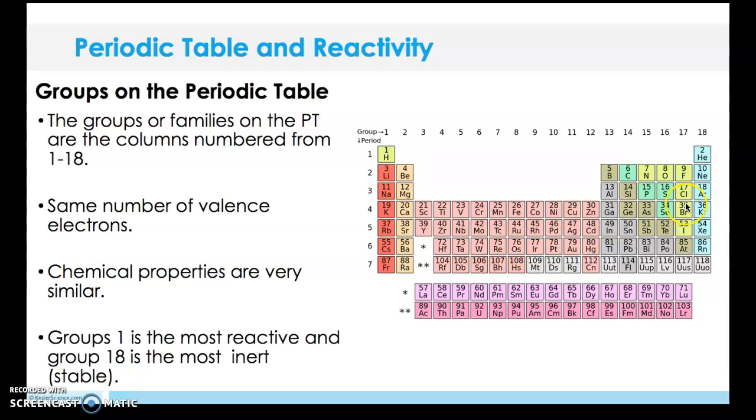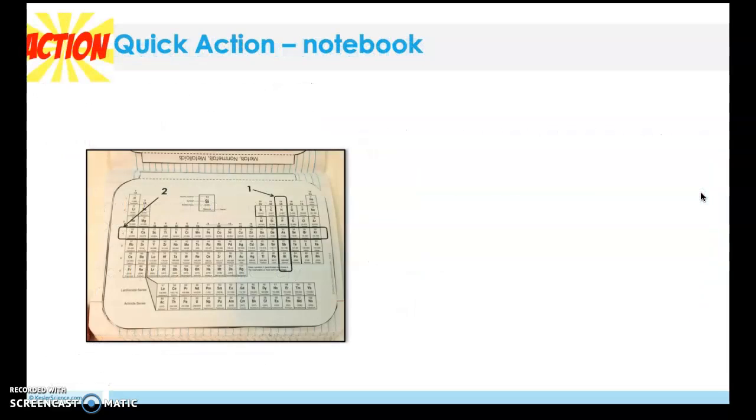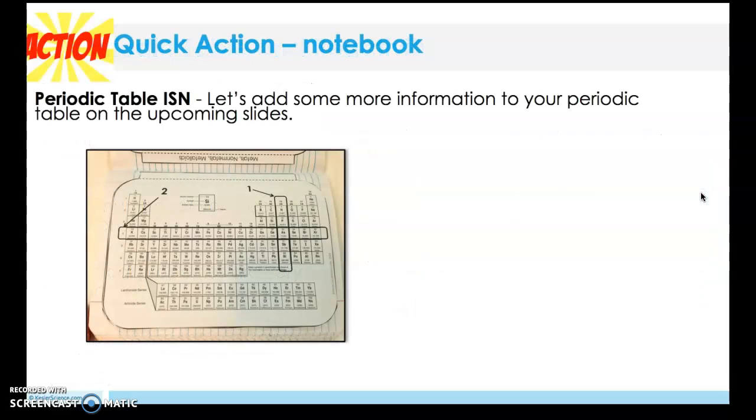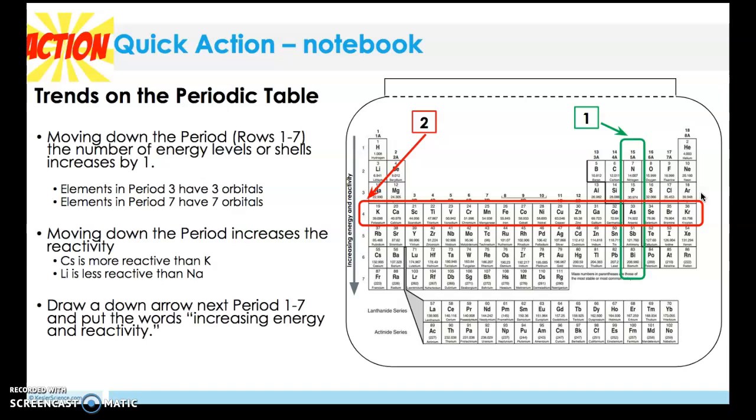And group 18 is inert or stable. They don't react at all. Those are called our noble gases. Group 18 starts here with helium, neon, argon, krypton, xenon. We're not going to do this part. We are also not going to do this part either. You've labeled all of what I want to know.